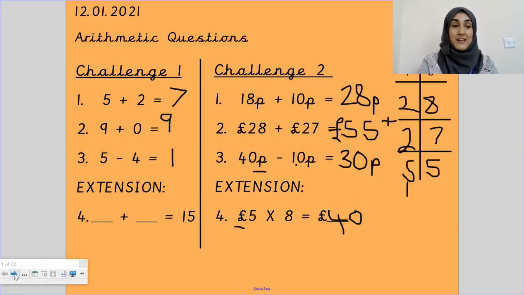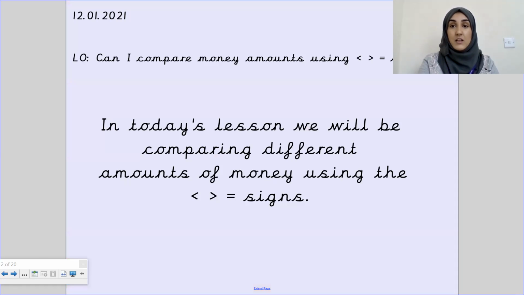Okay, let's begin our maths lesson for today. So our learning objective today is, can I compare money amounts using the more than, less than, and equals to sign? Okay, so more than, less than, and equals to sign.